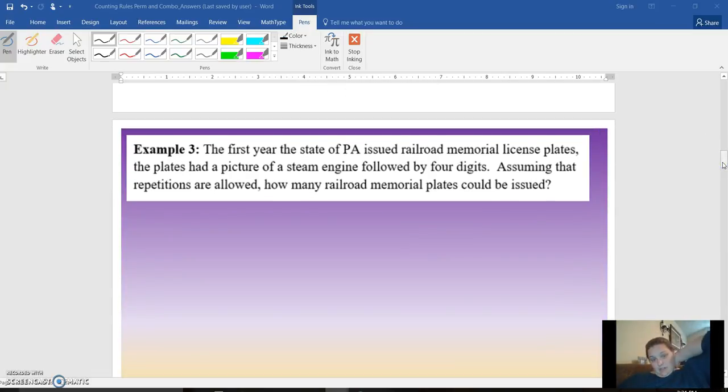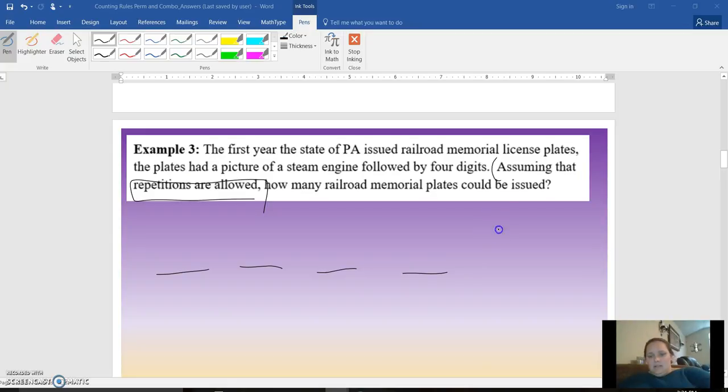Let's do another one. The first year, the state of Pennsylvania issued railroad memorial license plates, and the plates had a picture of a steam engine with 4 digits. Assuming repetitions are allowed, how many railroad plates could you do?